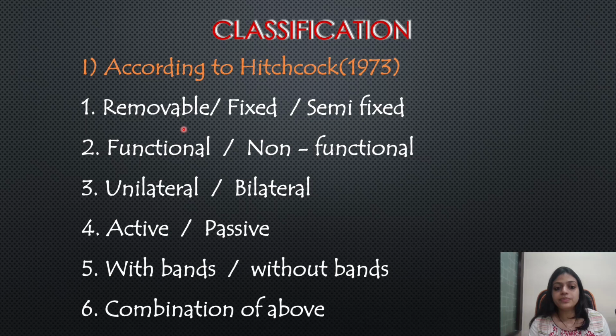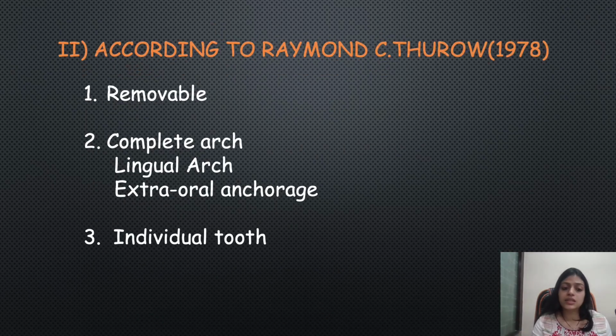It can be classified as removable, fixed or semi-fixed, functional or non-functional depending on whether we are going to involve placement of teeth or Pontic, unilateral or bilateral. It can be active or passive, but usually by definition space maintainers are passive. Okay, they do not apply any forces on the teeth, with bands, without bands, and combination of any of the above. Then another classification says can be removable, can be complete arch, or it can be individual too.